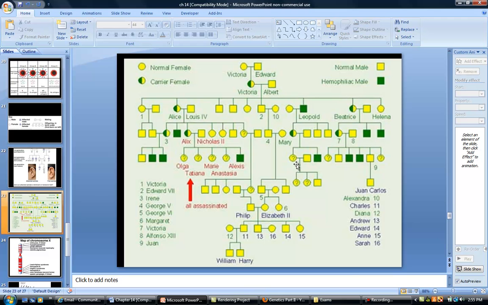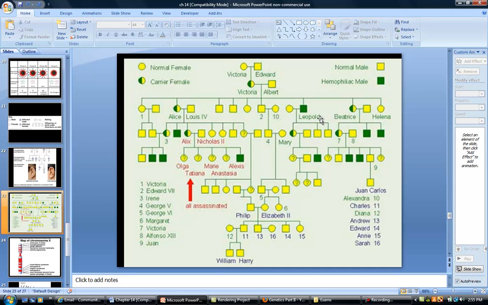Now, if we look at this one here, this is a pedigree showing how hemophilia actually was passed through the British royal family back in the day. And the way that we use this is, once again, males are square, females are circle, and if you're affected, you're going to be colored all the way in. If you're a carrier, you're only going to be colored in halfway. So take a look at this and tell me if you notice anything weird about who gets affected by hemophilia.